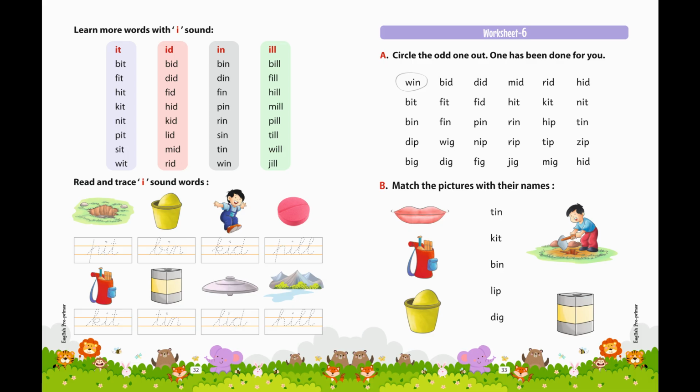Part B, match the pictures with their names. Now let's match the pictures with the correct words. Point to the picture and say the name. Lips, lip. Toolkit, kit. Boy digging, dig. Trash box, bin. Sand bucket, tin. Draw a line from each picture to its matching word on the right. Great job, everyone. Let's keep practicing more sounds on the next page.